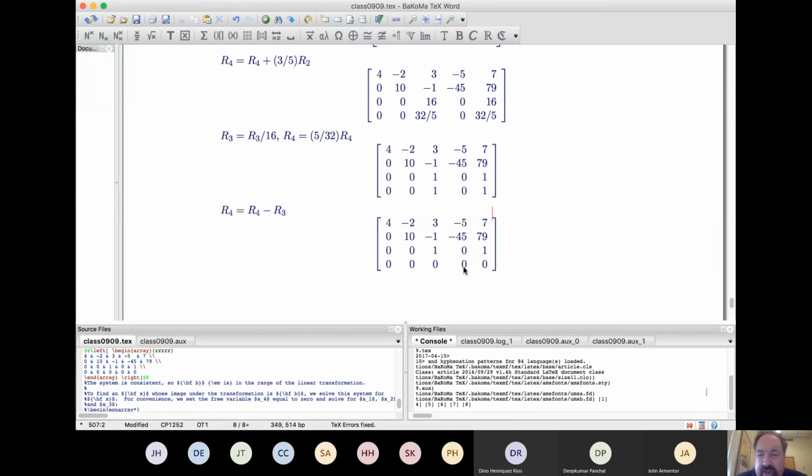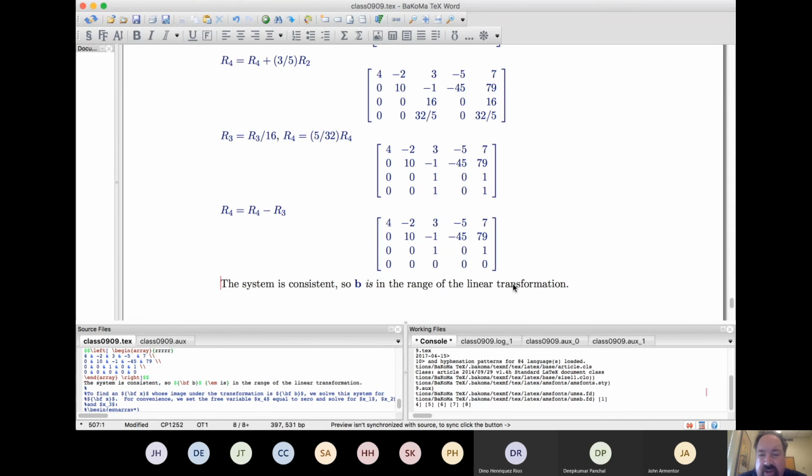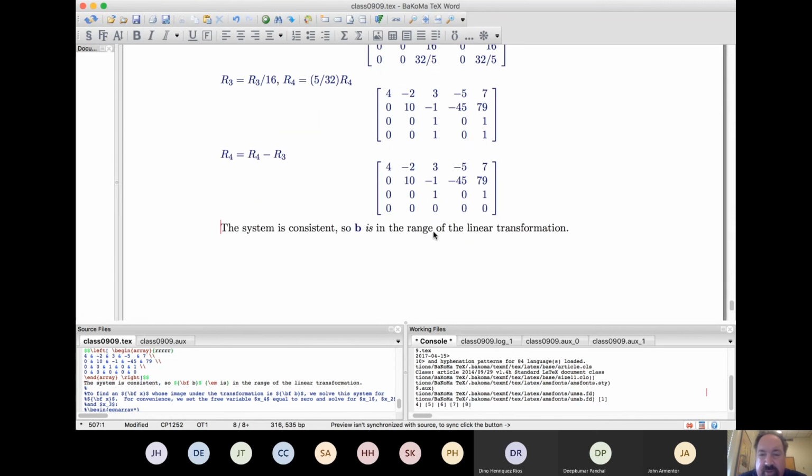But thankfully, this row turned out to be all zeros, as opposed to a previous problem where we had an augmented matrix where this part was all zeros but we had something non-zero here. That would be an inconsistent system. But this system is consistent. So b is in the range of the linear transformation. And now we know it's possible, at least, to find an x so that Ax is equal to b.